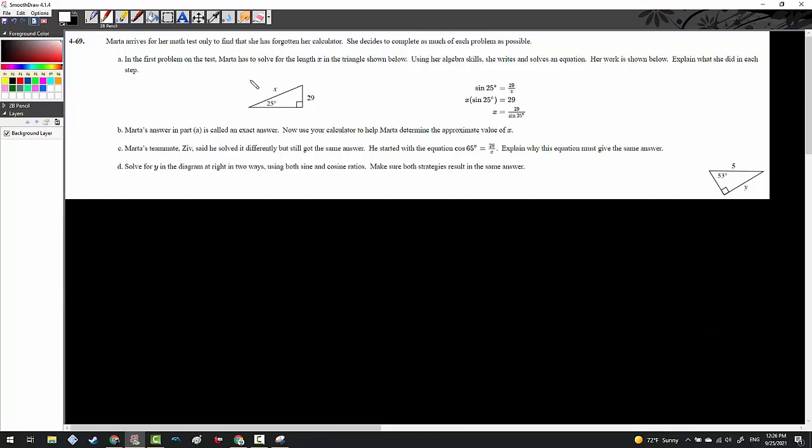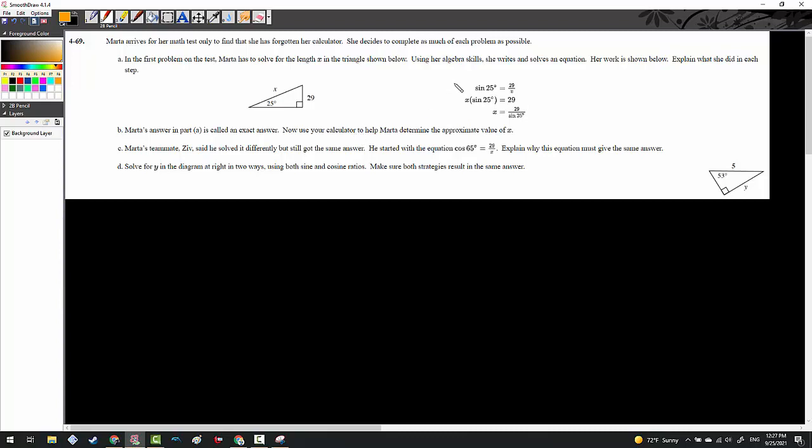So what Marta did was she saw that there was an angle, an opposite side, and a hypotenuse, which means she saw sine happening. So she set sine of 25 equal to 29 over x, which is opposite over hypotenuse. She multiplies both sides by x and then divides both sides by sine of 25. It says in part B here, Marta's answer in part A is called an exact answer.